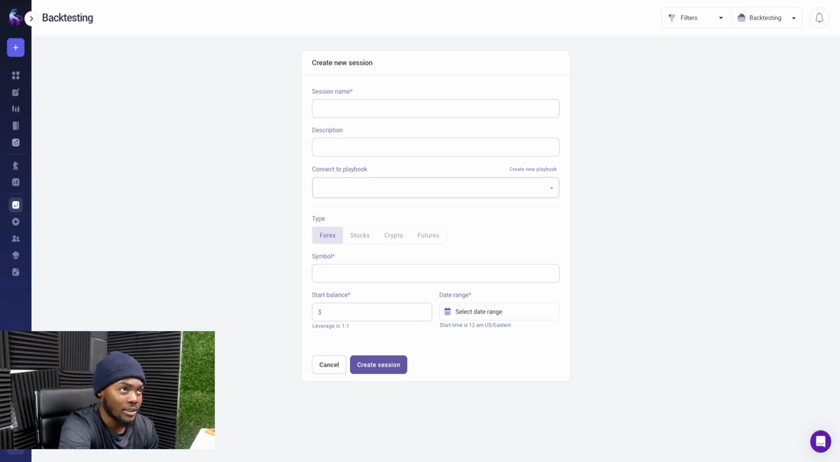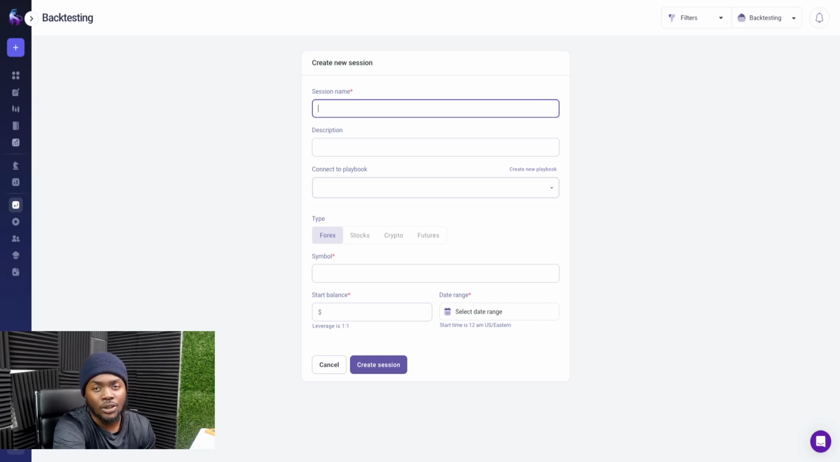So whenever I'm backtesting, I always create a new session just cause I like to keep everything neat and separate. And then I like to do it by the years. So whenever I'm backtesting, I'll just name the session whatever year that I'm backtesting. For 2016, 2017, 2022, 23, and 24, so on and so forth.